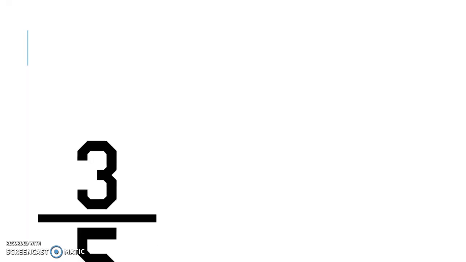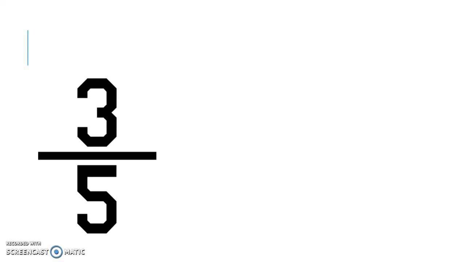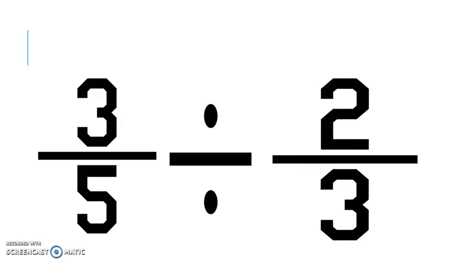So let's start off with the first fraction: 3/5 divided by 2/3. As you see, 3/5 divided by 2/3.